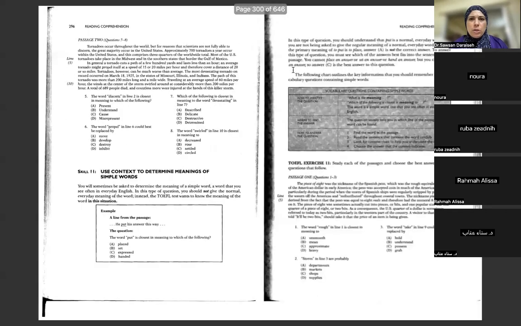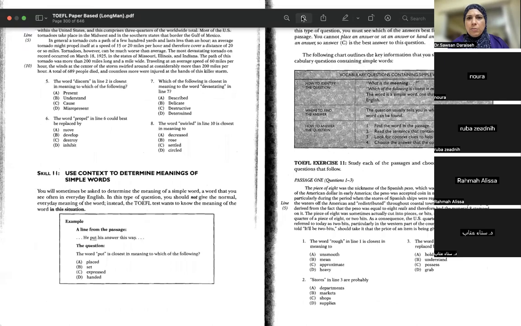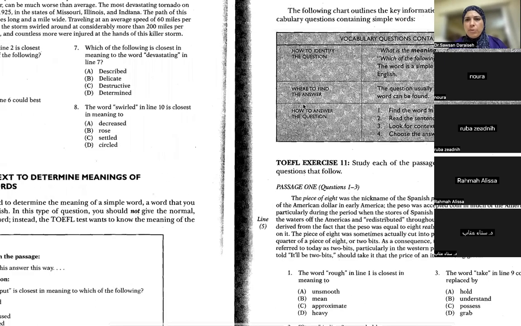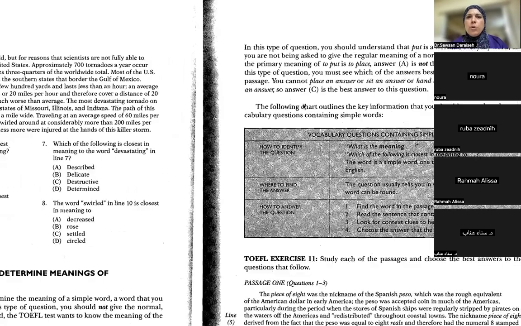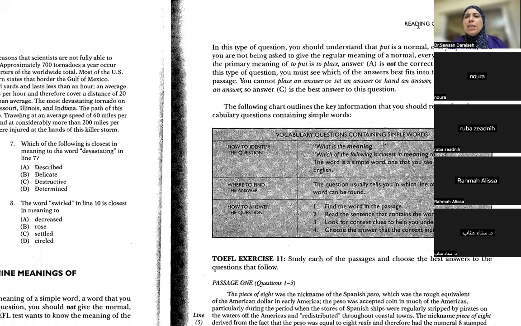So here we go. Let me just enlarge this so that it will be clear to you all. And then we can talk some more about this skill. So in this type of question, you should understand that put is a normal word. Put is not a difficult word in terms of meaning, guys. It's a normal, اعتيادية, everyday word. يعني كلمة كل يوم, guys. يعني we come across, نواجهها, بنسمعها.